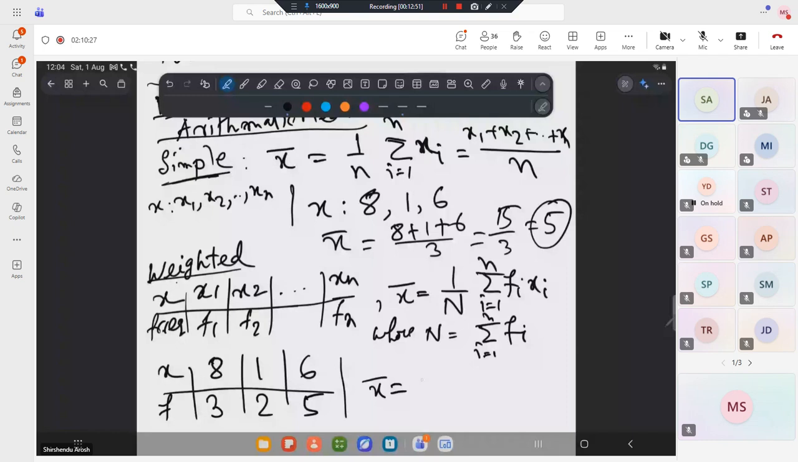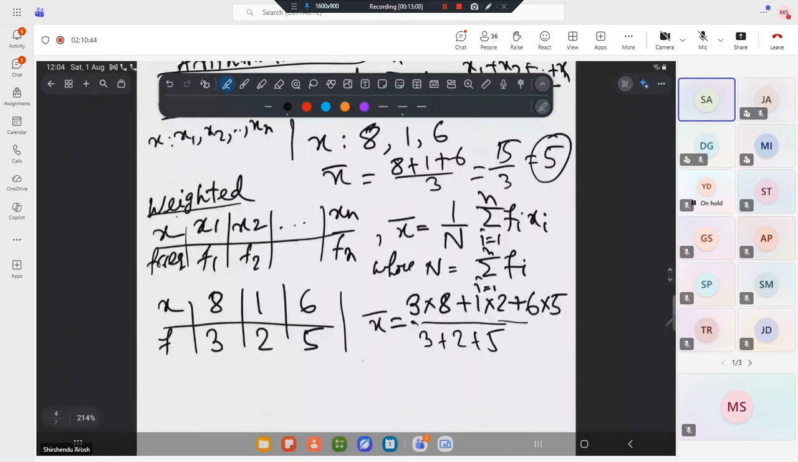So the calculation would be the summation of f times x: 3 multiplied by 8, 1 multiplied by 2, plus 6 multiplied by 5. If you solve this, I think it should come as 56 by 10. So it should be 5.6. So you got two numbers. Let's keep these numbers and do some observation later.